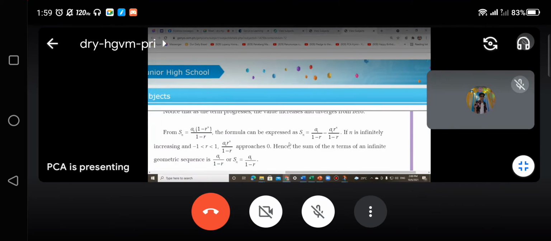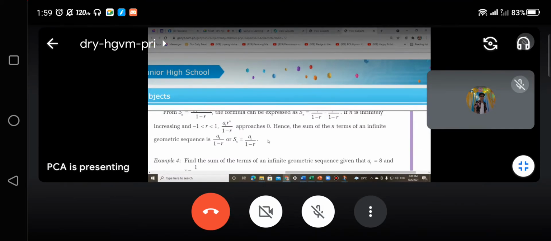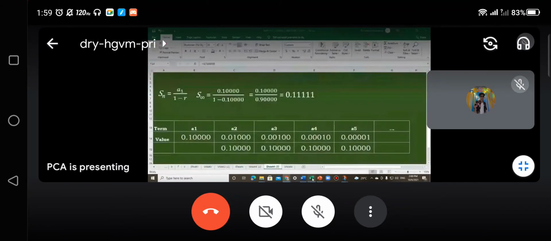So, approaches zero na to eh. So, ito na lang may iwan. That's why, sabi dyan, ang inyo pong formula for your infinite geometric sequence or series is this one. Ito na po siya. Yan. And sometimes, it is replaced by infinity. It's like this. This is infinity. Ito po yan. Okay? Yan.